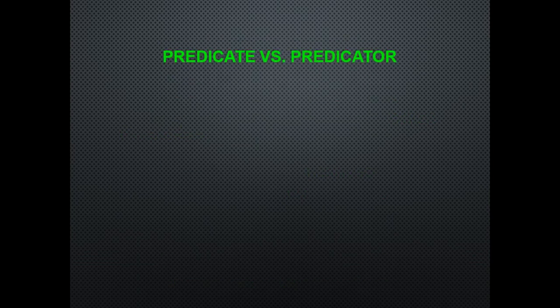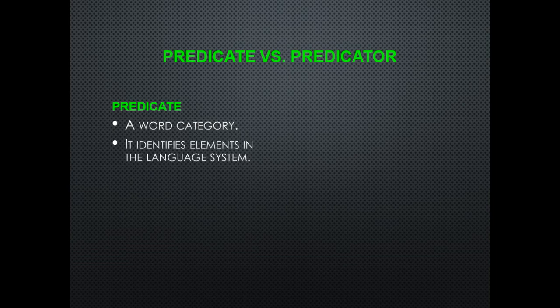And now I will explain to you the difference between predicate and predicator. Remember that at the beginning I mentioned this and I said we will see it later on. Okay, so we have the term predicate. Predicate is a word category. As I said, it can be any word category: a verb, a noun, an adjective, a preposition. It identifies an element in the language system, as simple as that.